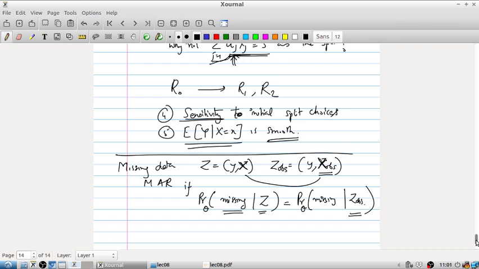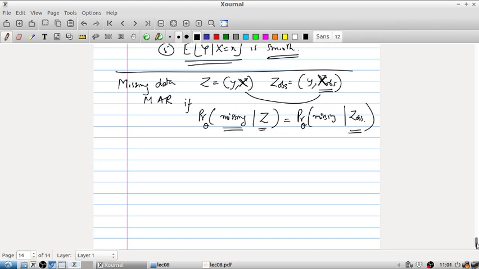Just to be clear, you're saying that the reason data could be missing doesn't have anything to do with the missing values themselves. It can have everything to do with the observed values, but it should not have anything to do with the missing value itself.